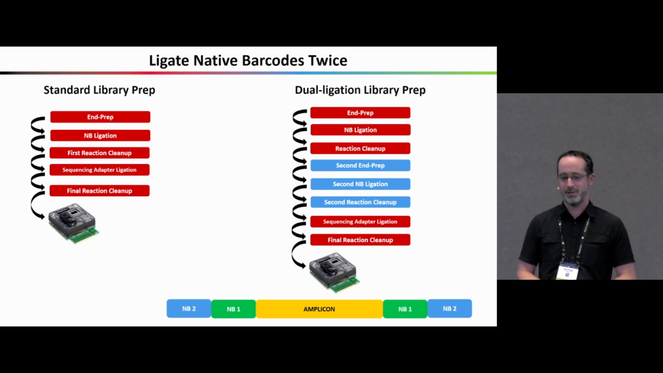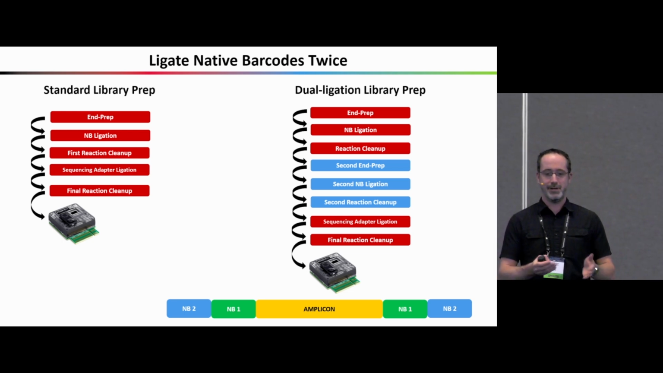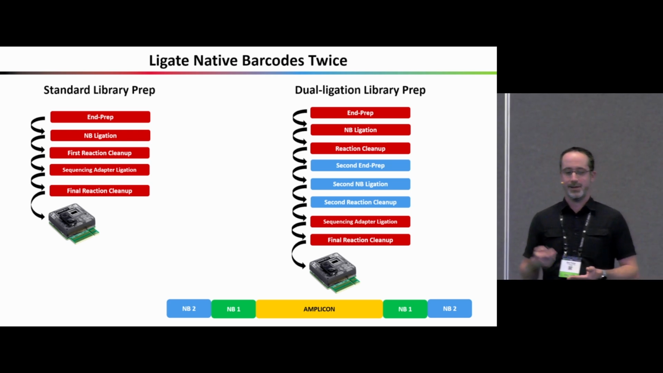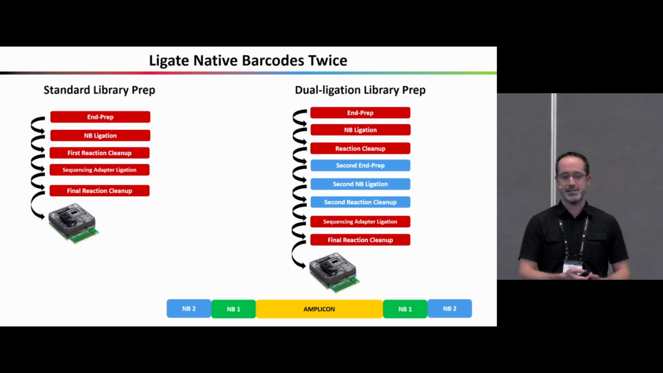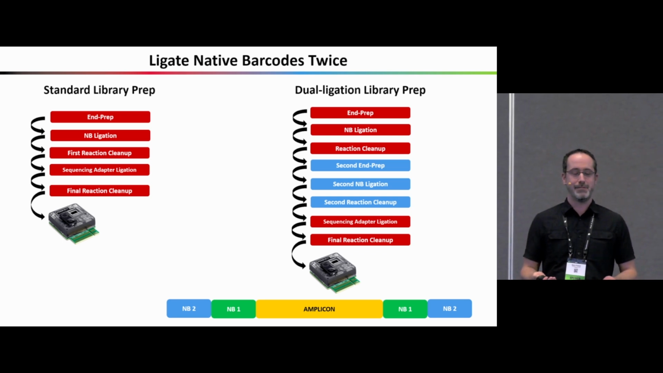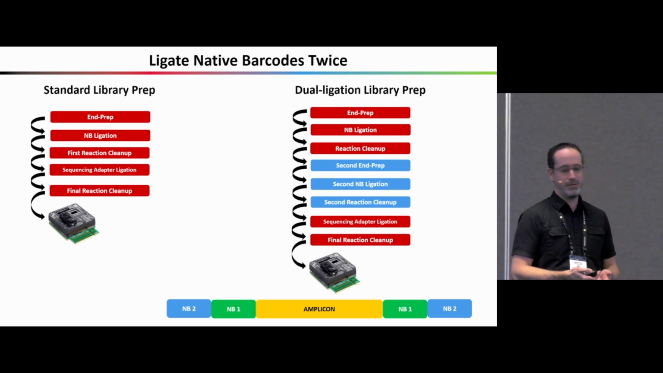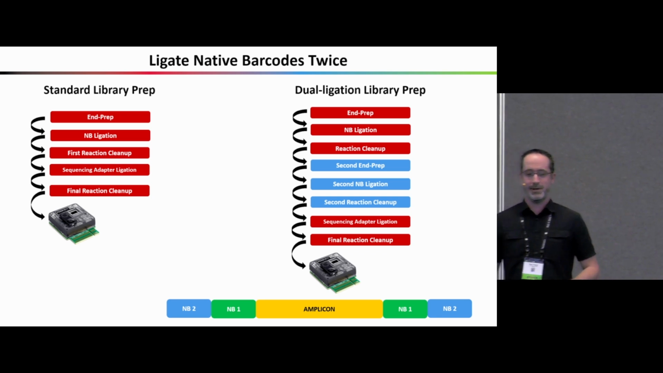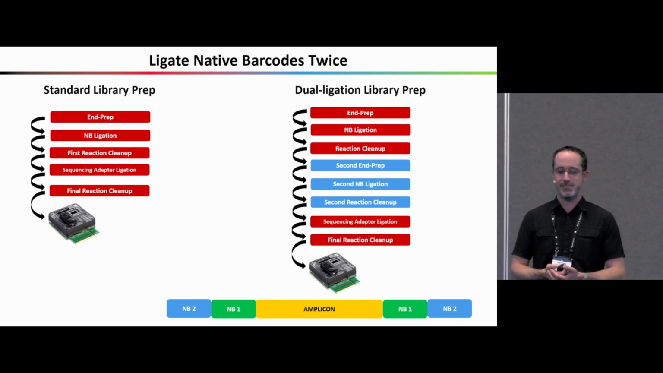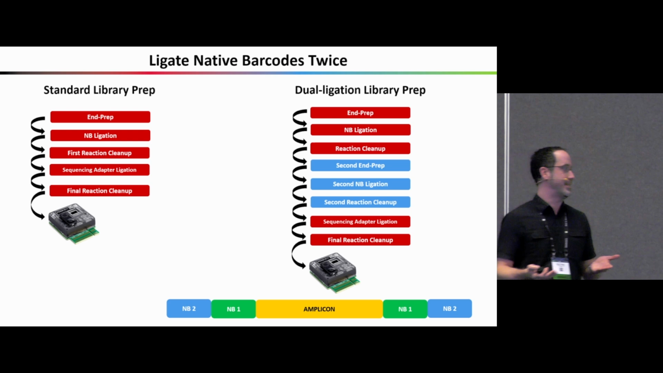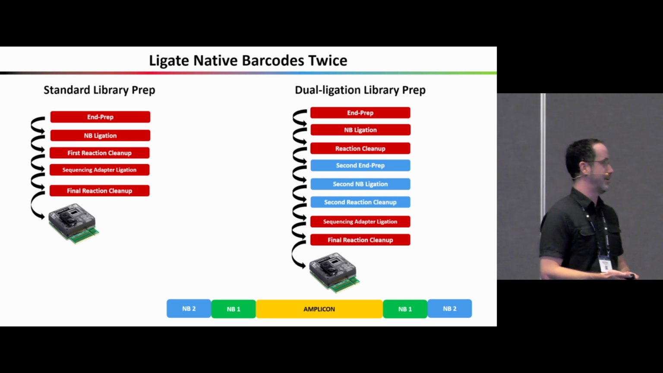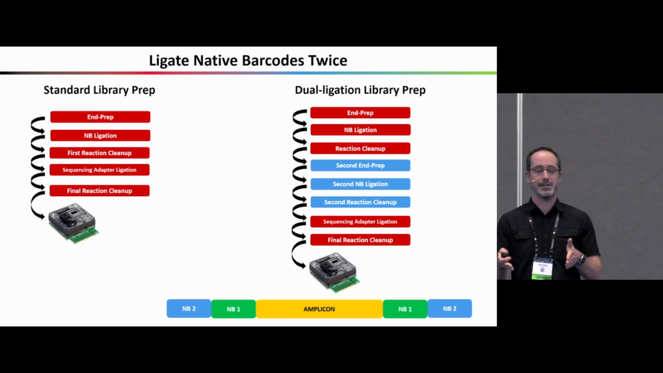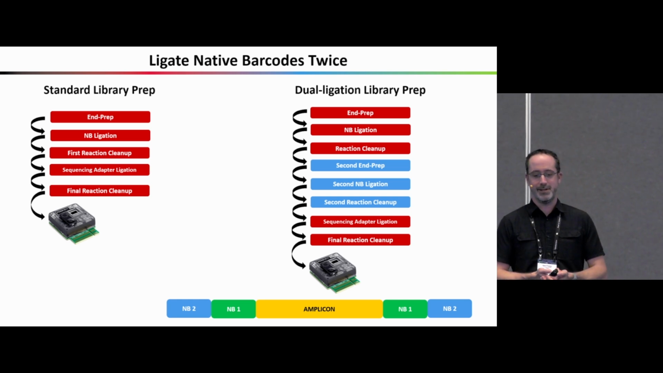We weren't sure if it was going to work, but on the left we have standard library prep where you just ligate on your native barcode, ligate on your sequencing adapter, and then sequence. On the right we have our dual approach where we repeat the first 3 steps twice. So we ligate on a native barcode, and then we do another NPrep, ligate on a second native barcode, and then ligate on the sequencing adapter or motor protein and sequence. So our construct looks like the bottom one down there, where we have our amplicon flanked by an inner barcode and then an outer native barcode.